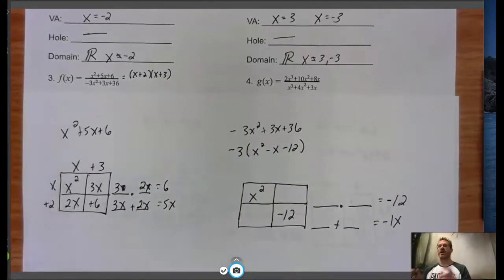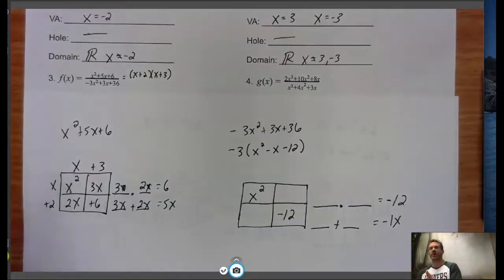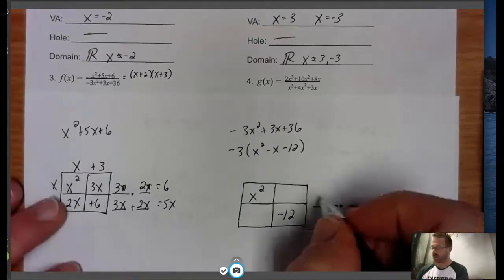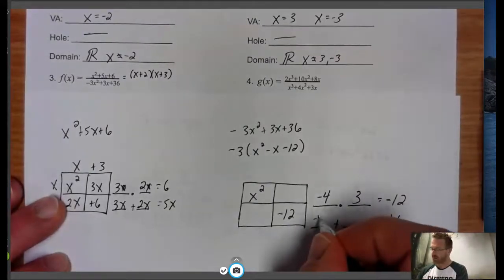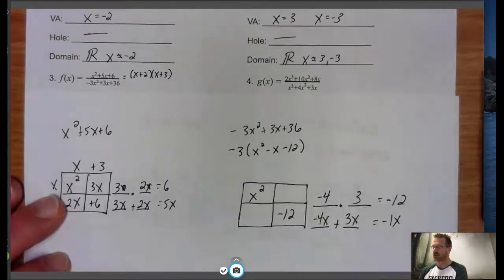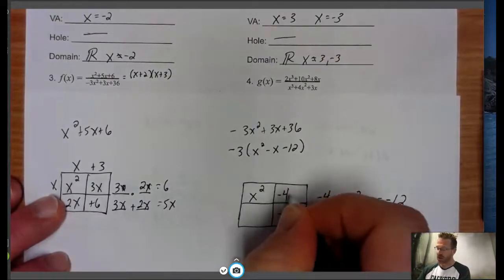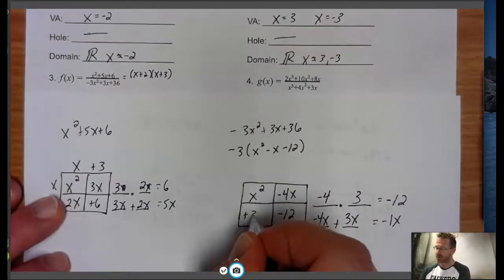So I need two numbers that multiply to be negative 12. That means one has to be positive, one has to be negative. The only way to get a negative number is to have one of each. And then I have to add to get negative 1. So in this case, negative 4 times 3 is negative 12, and then negative 4x plus 3x is negative 1x. All right, so let's drop those in. I'm going to drop the negative 4x in here and the positive 3x in here.